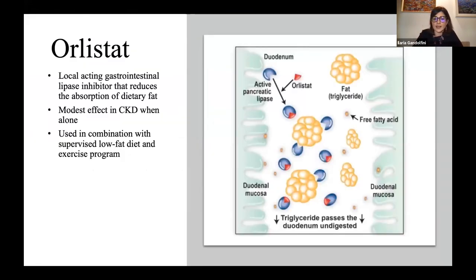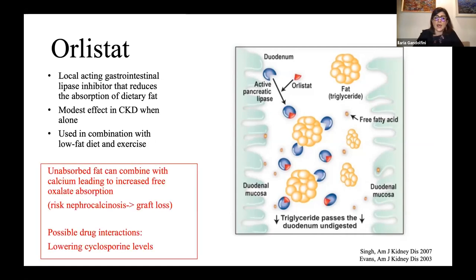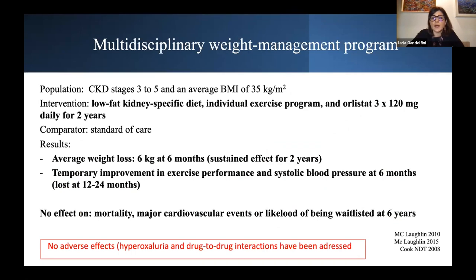Orlistat is a locally acting gastrointestinal lipase inhibitor that reduces the absorption of dietary fats, and it has a modest effect in CKD when used alone. However, it has been proposed in combination with a supervised low-fat diet and exercise program. However, unabsorbed fat can combine with calcium, leading also to an increased free oxalate reabsorption with an increased risk of nephrocalcinosis and graft loss. And moreover, this drug can have a drug interaction with the immunosuppressive agents, in particular with cyclosporine.